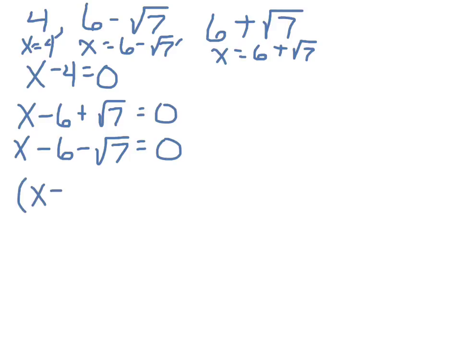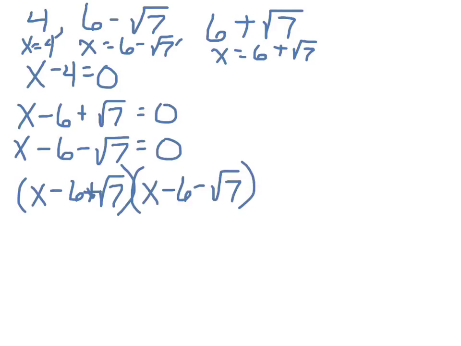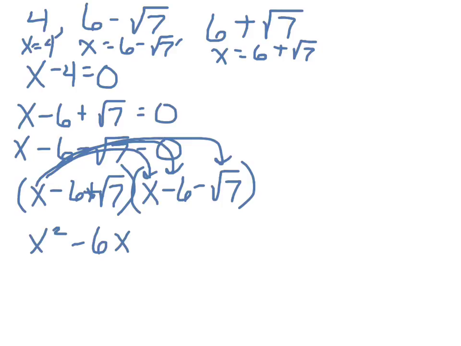So if I take x minus 6 plus root 7 times x minus 6 minus root 7, what's x times x? X squared. What's x times negative 6? Negative 6x. What's x times negative root 7? Negative root 7x. Whether you put the x in the front or behind it, that doesn't matter. It's a moot point.